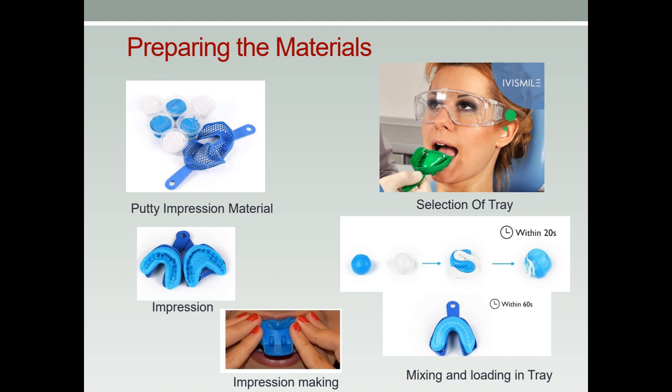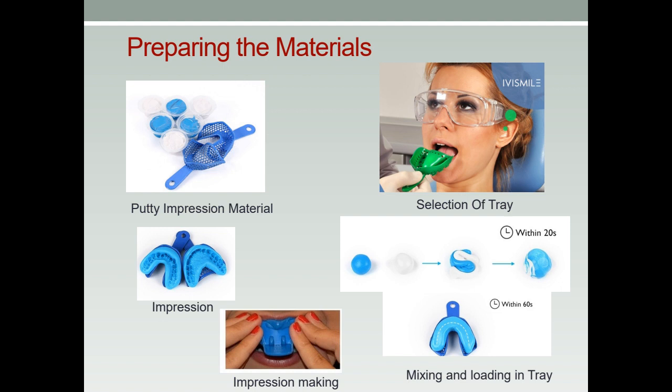Now coming next, preparation of the material. Now we have different types of material. We already read that we have different types of consistency. Now in the pictures we can see, in the first picture, there are putty and the tray.